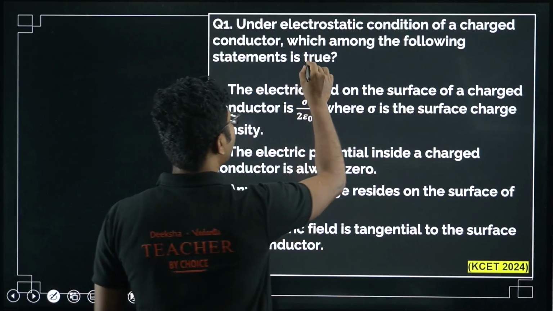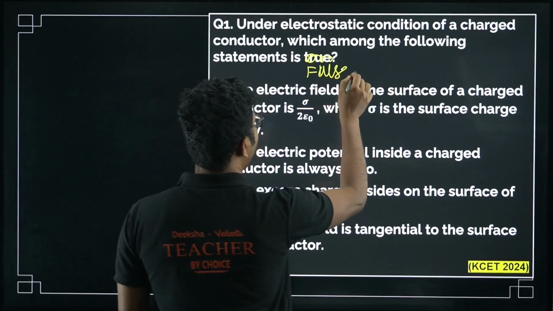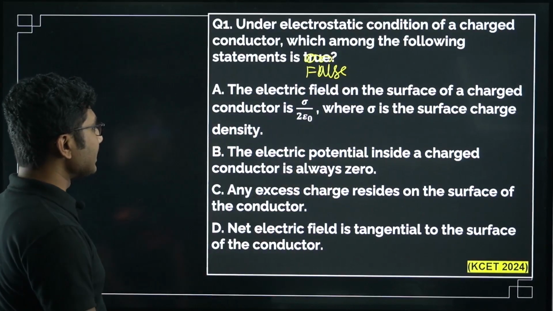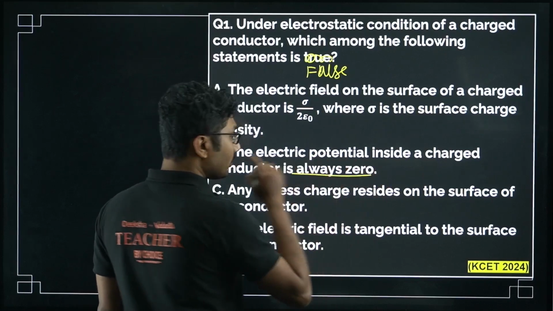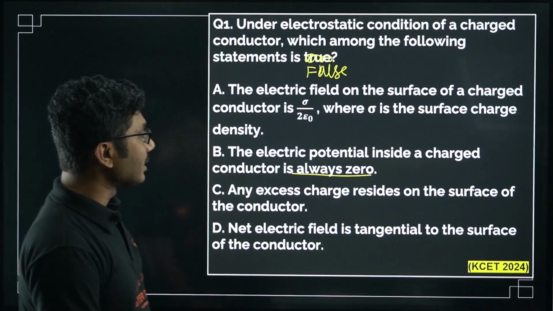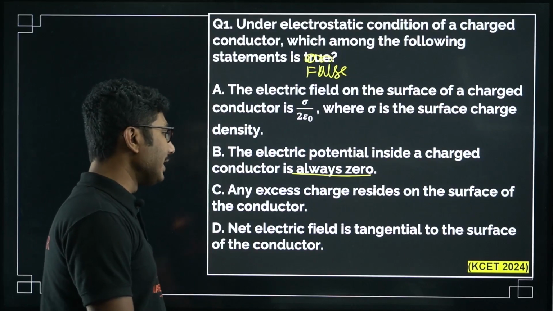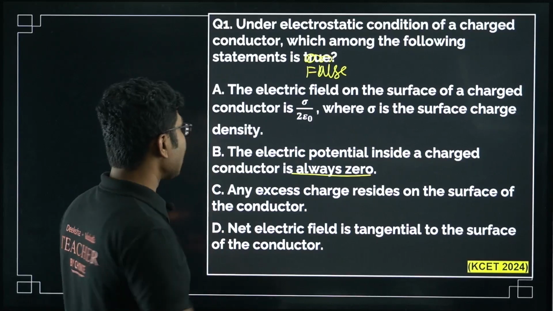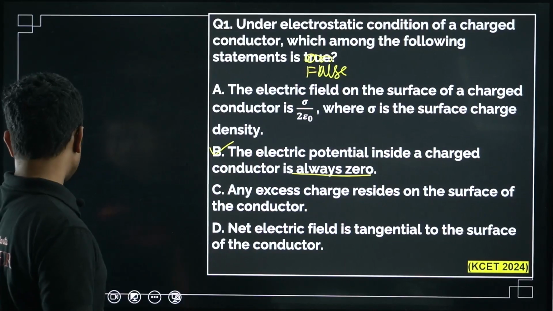Again, I think this statement will be false. Which of the following is false? The electric potential inside a charged conductor is always zero. So this is not always zero, this is always constant, not zero. Any excess charge resides on the surface of the conductor. This is a correct statement. Net electric field tangential to the surface of a conductor is zero. This is also correct. So the only incorrect statement is option B. So this is the correct answer for this question.